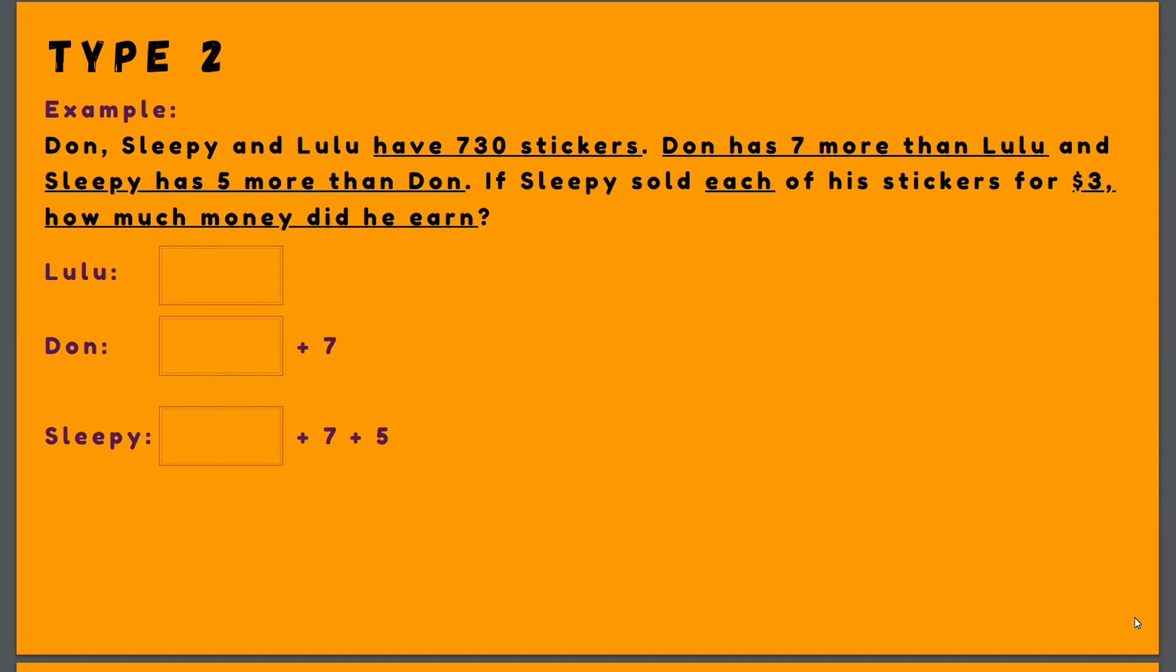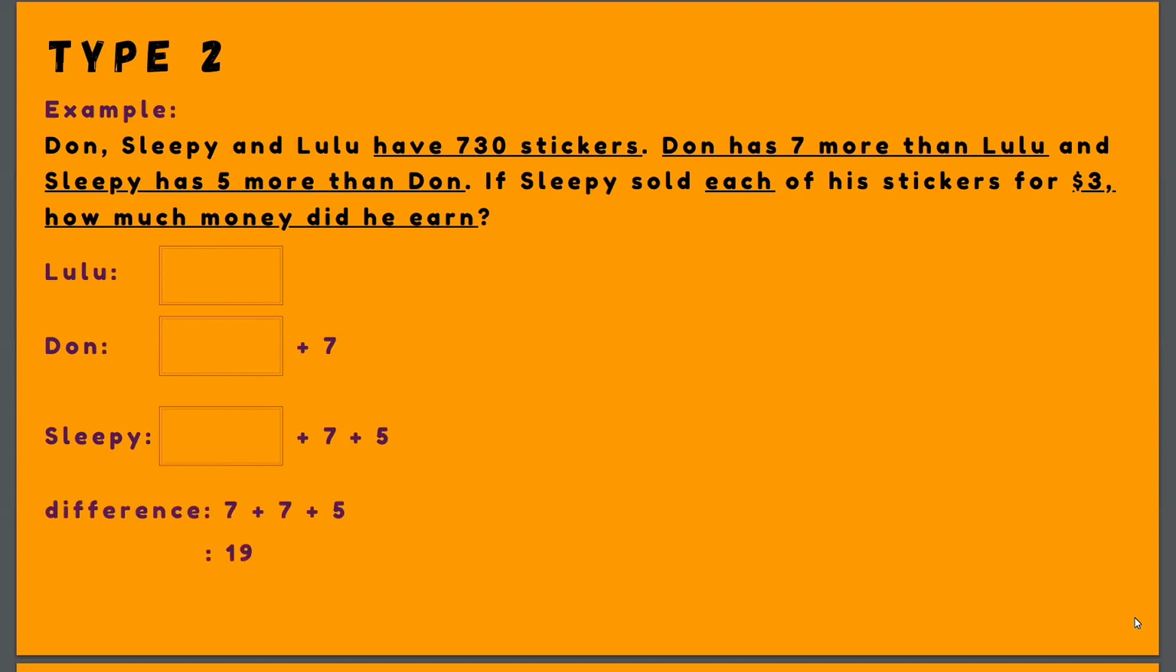Next, we go to Don because Don and Lulu are being compared. Don has 7 more than she has. So we give him the empty box plus 7. Then we go to Sleepy. They are comparing Don's share with Sleepy's share. So Sleepy has empty box plus 7 plus an additional 5 stickers.